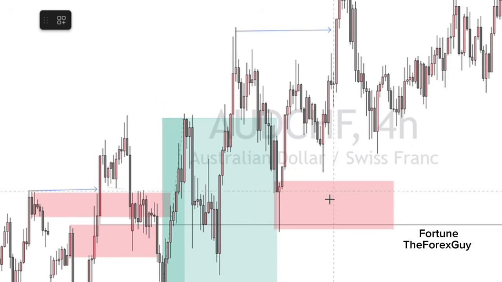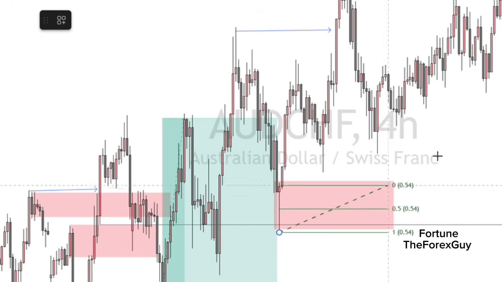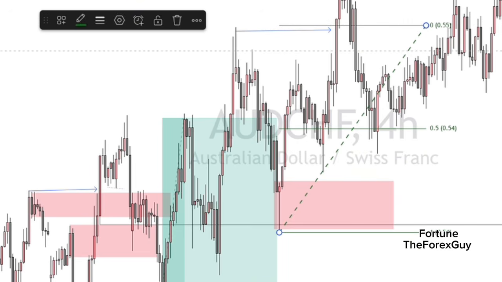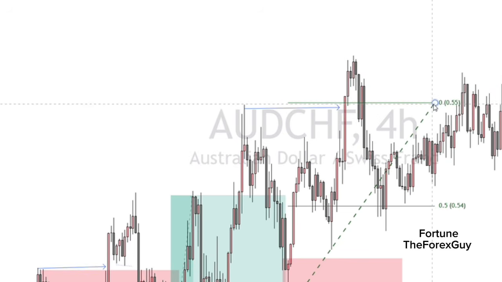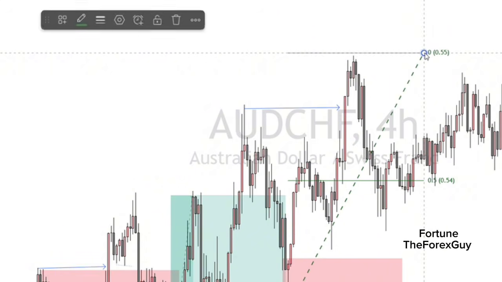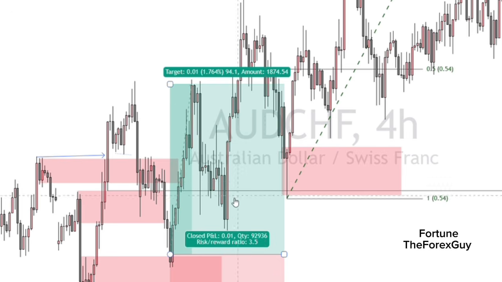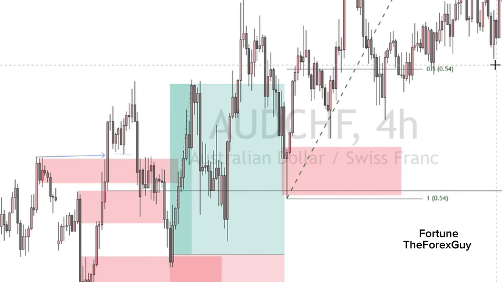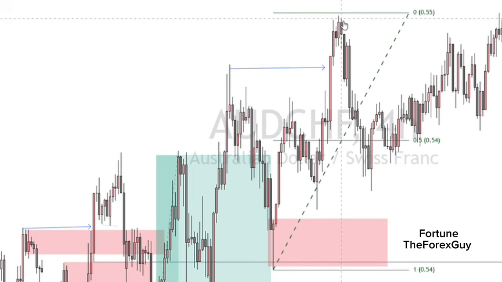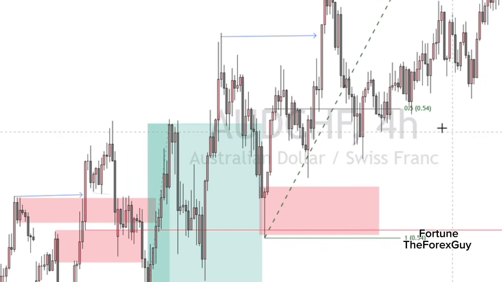Take your Fib tool, place it from this low to the swing high, just like I explained previously, right? From the low that caused this break to the high where price is reversing from. And what can we see here? We can see all of these zones.